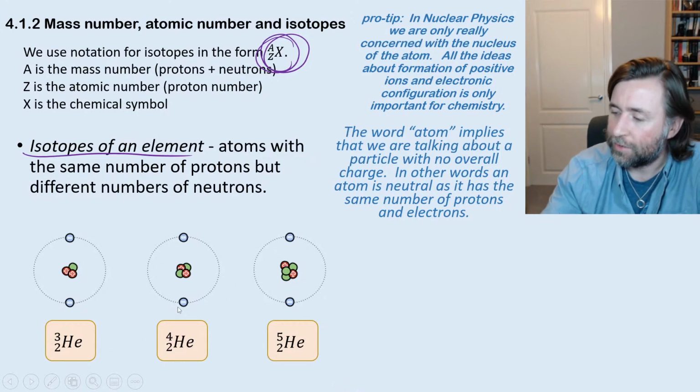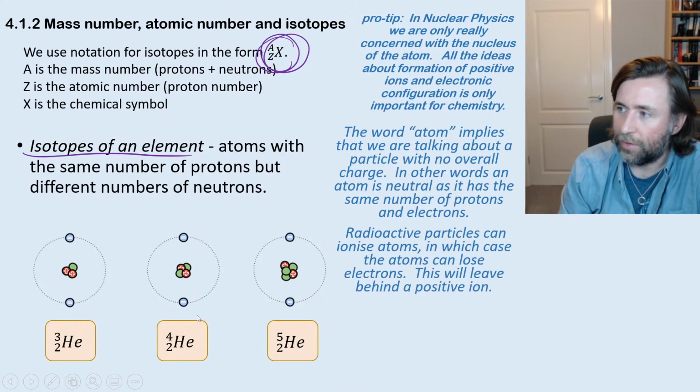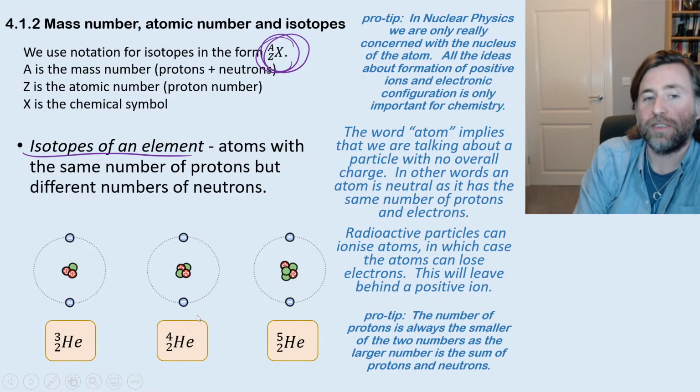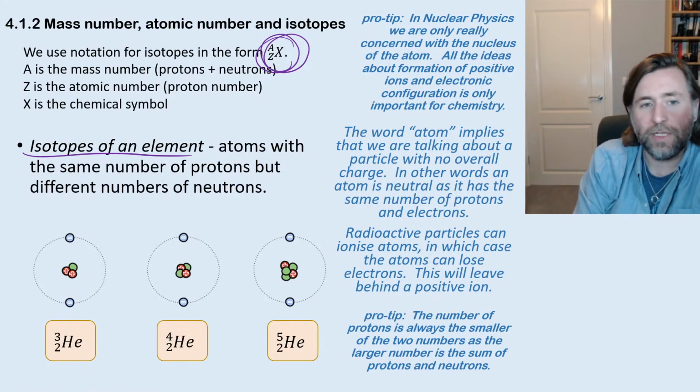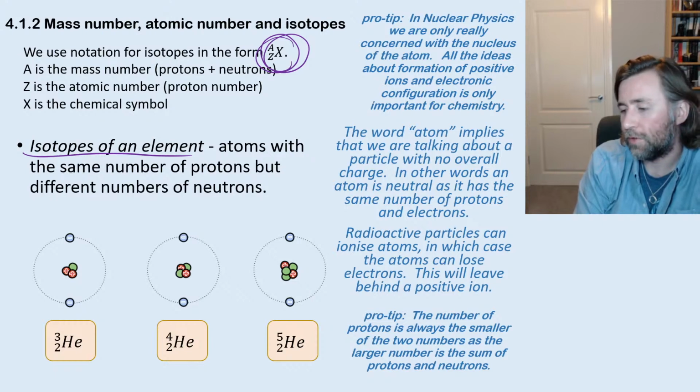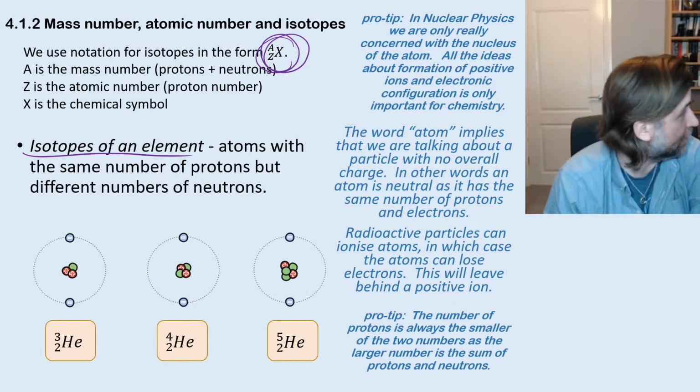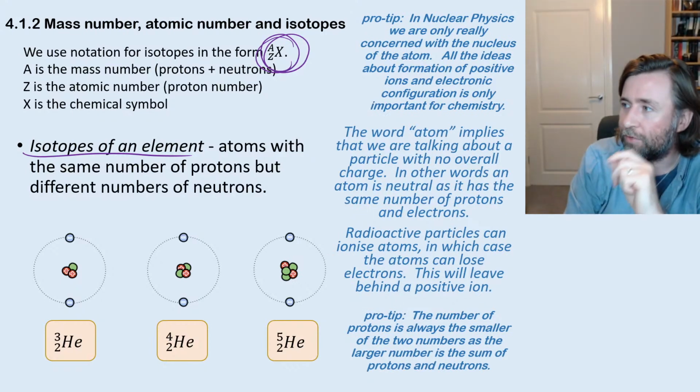This shows you what is different about isotopes of an element. They all have the same number of protons, that's what makes them helium, and they all have different numbers of neutrons, and that's what makes them isotopes. Chemically they're exactly the same in fact, but they have different masses.